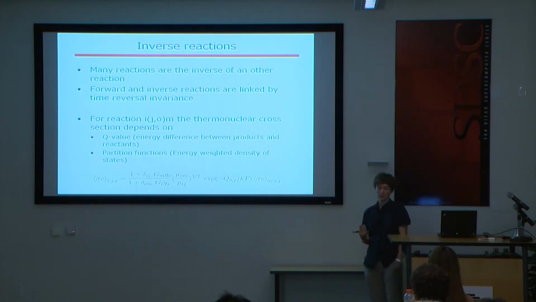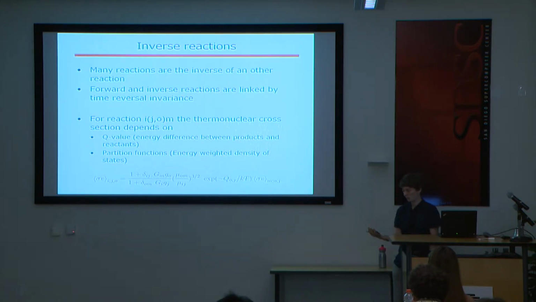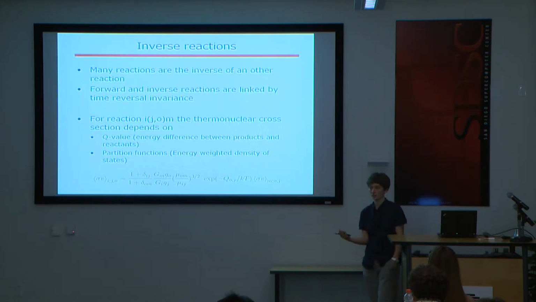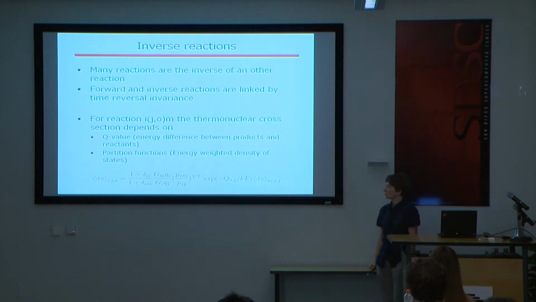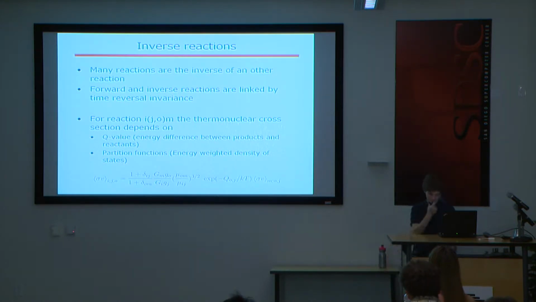So most of the reactions are the inverse of another reaction. So if you do carbon-12 plus alpha going to oxygen-16 and a gamma, then oxygen-16 plus gamma going to carbon-12 and a helium is the reverse reaction. Of course, these two directions are linked to each other by time reversal invariance. So we can make use of that when we write the cross-section for the inverse reaction.